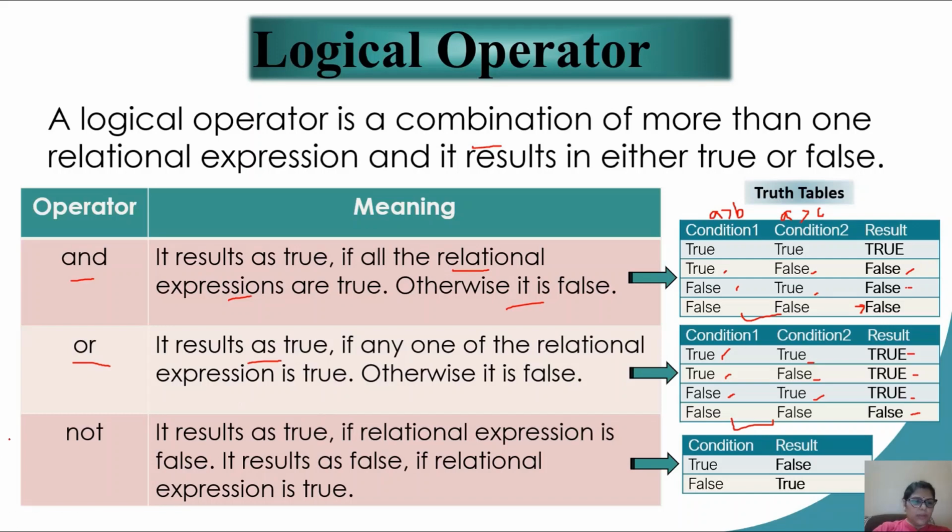Talking about the NOT operator, this results in a negation. So if my given condition is true, it would make the condition false. It will result in false if the initial given expression is true. The truth table is simple. We only have one condition. If the given condition is true, the NOT operator will make it false. If the given condition is false, the NOT operator is going to make it true.